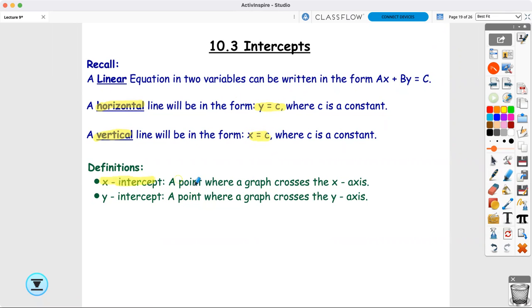Well, the x-intercept is a point where the graph crosses the x-axis. The y-intercept is the point where the graph crosses the y-axis. Now, next to x-intercept, I want you to write the ordered pair (x, 0). For the y-intercept, I want you to write (0, y). That is how all x-intercepts look, (x, 0), and all the y-intercepts look like (0, y).